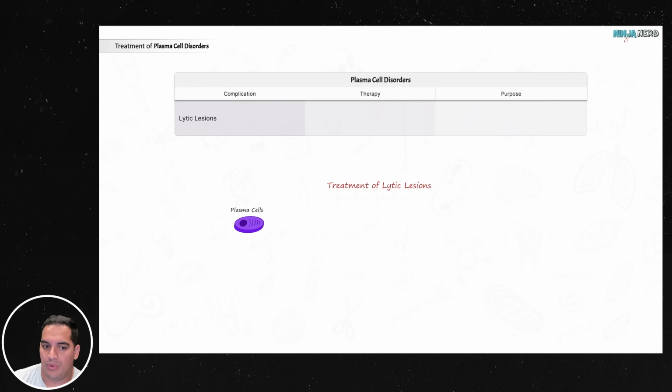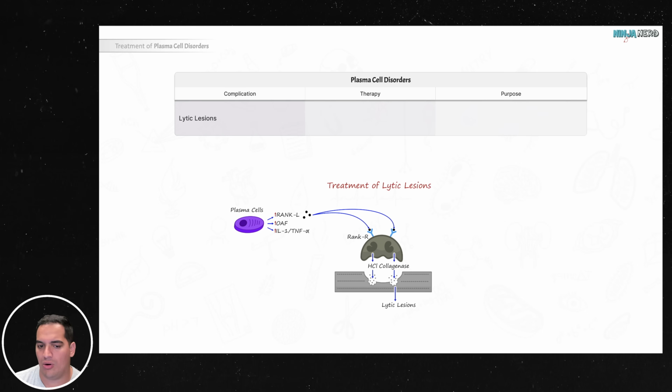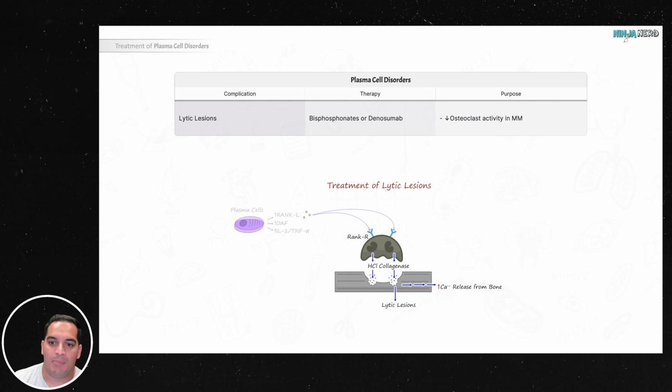A lot of the times with these plasma cells, again, they're pumping out RANK ligand, they're pumping out osteoclast activating factor and other cytokines, and that's activating those osteoclasts, right? They're really hitting those osteoclasts and triggering them to release hydrochloric acid, collagenase, that's ripping apart the bone, and that's causing these lytic lesions and even hypercalcemia, right? And what I want to do is I want to come up with a drug that can target this. And so that's where things like bisphosphonates or denosumab comes in, right? Bisphosphonates are great. And the reason why these are great is because they would probably be your first line. This is going to be things like alendronate, zoledronate. And what they're going to do is they're going to directly inhibit osteoclast proliferation.